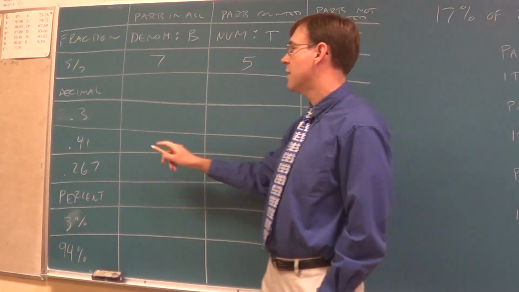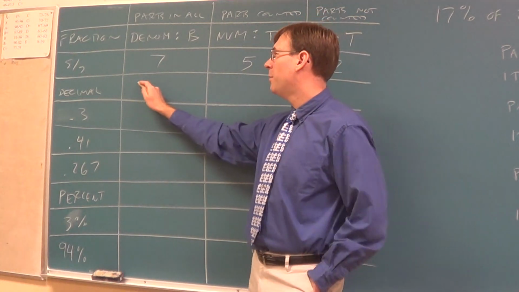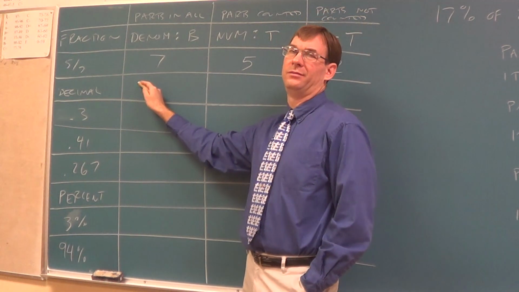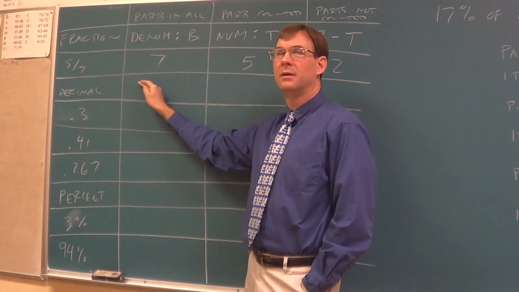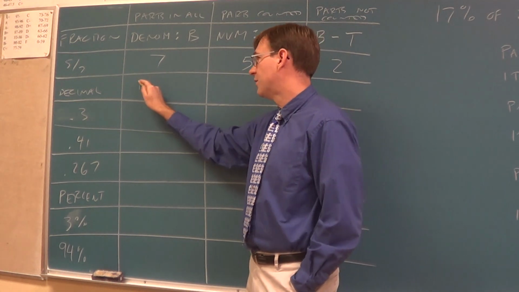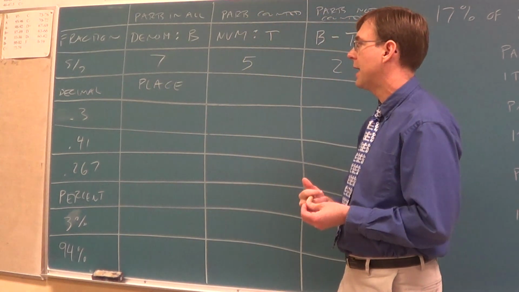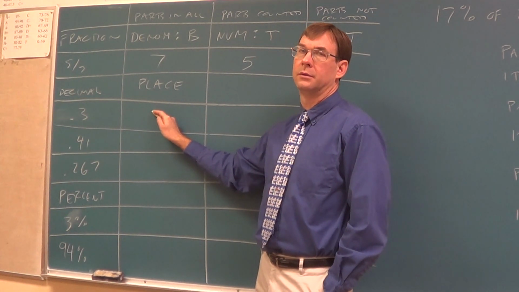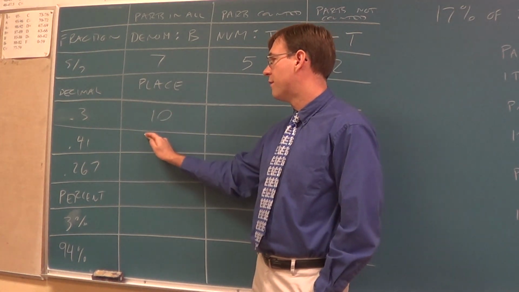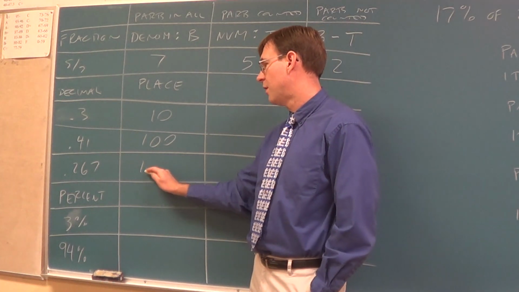Okay, so for decimals, switch gears. If I start talking to you about decimals, which is going to happen on the next 3, what about a decimal tells you the parts in all? What decimal place it is? Place value. The place value is going to tell you the parts that you have in all when you're looking at a decimal. So for 0.3, what's the place value? That's out of 10. 0.41 is out of 100. 0.267 is out of 1,000.